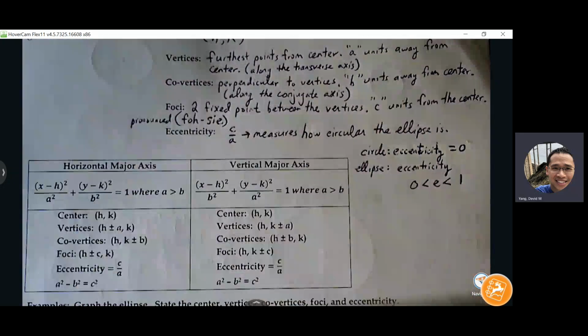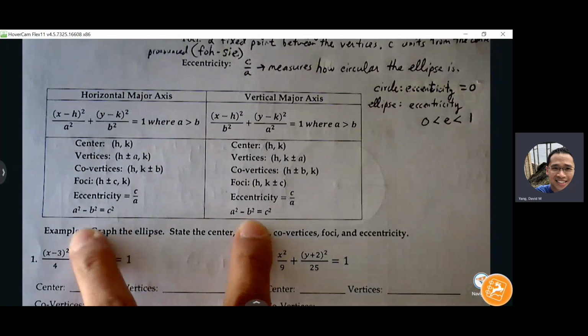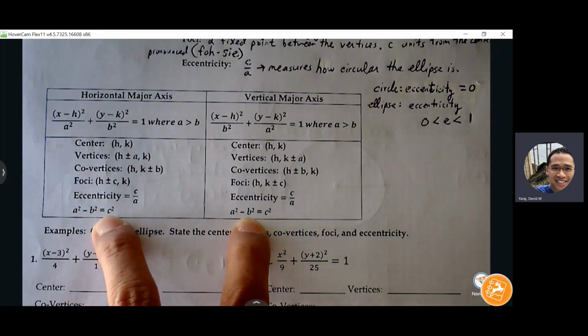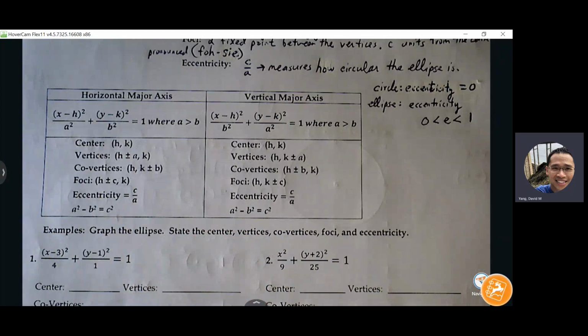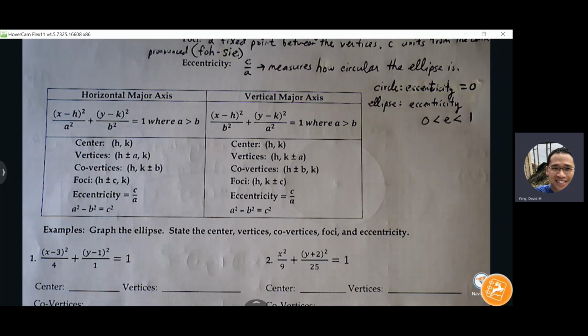Okay. And then there's also a special relationship between the A, B, and C value. It kind of looks like the Pythagorean theorem, but it's A squared minus B squared equals C squared. So if I have two of the values known, like the A and B value or A and C value, I can always find the third missing information by plugging into that formula. Again, it has a similar form to the Pythagorean theorem, but it's A squared minus B squared equals C squared.